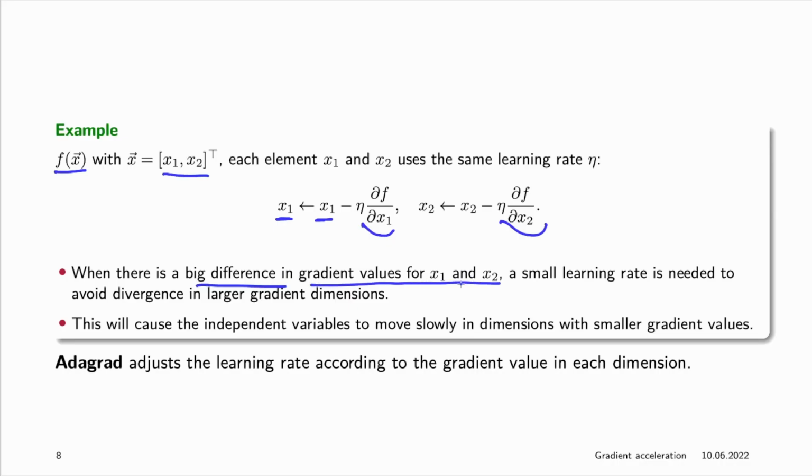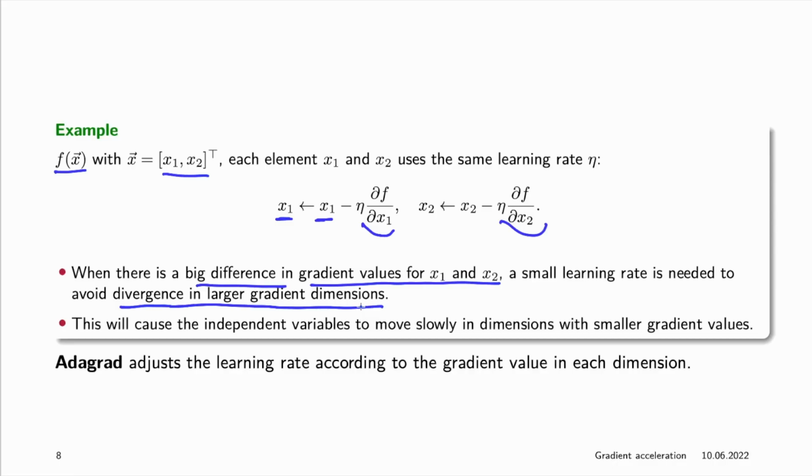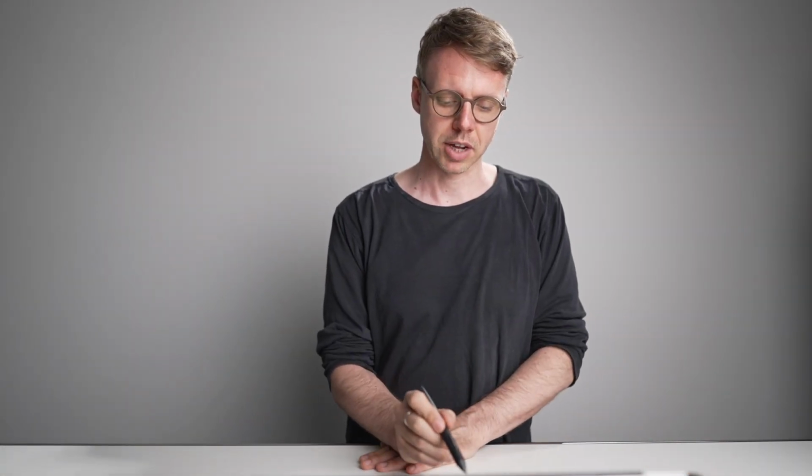Now, whenever there is a big difference in the gradient values for x1 and x2, a small learning rate would be needed to avoid a divergence in the larger gradient dimensions, as we have seen in our slanted optimization problem. As a result, the independent variables will move very slowly in these dimensions with smaller gradient values. AdaGrad also addresses this problem by adjusting the learning rate according to the gradient values in each dimension, as it accumulates these in one variable.